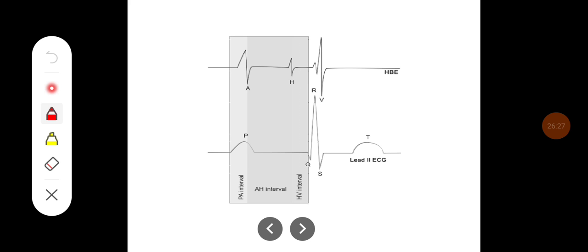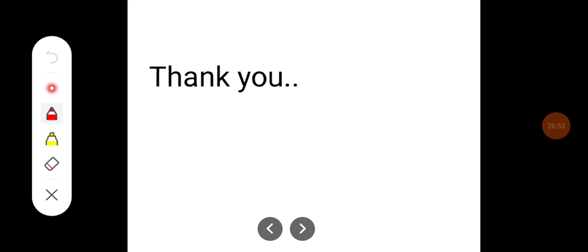So this is the diagram showing the different intervals, the A wave, H wave, and V wave, and the different intervals like AH interval, HQ interval, and HV interval, where the His bundle electrogram is compared with lead 2 of ECG. So this is in brief about the abnormalities in the electrocardiogram.